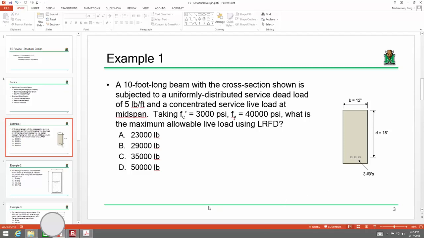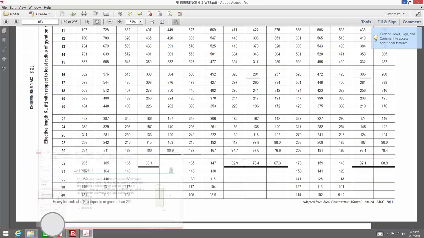All right. So taking the f'c to be 3,000 psi and fy to be 40,000 psi, I want to know what the maximum live load in the center can be according to LRFD load combos. And we've been given a series of choices. So with that, let me go into my little smart notebook here and see if we can start doing some figuring.